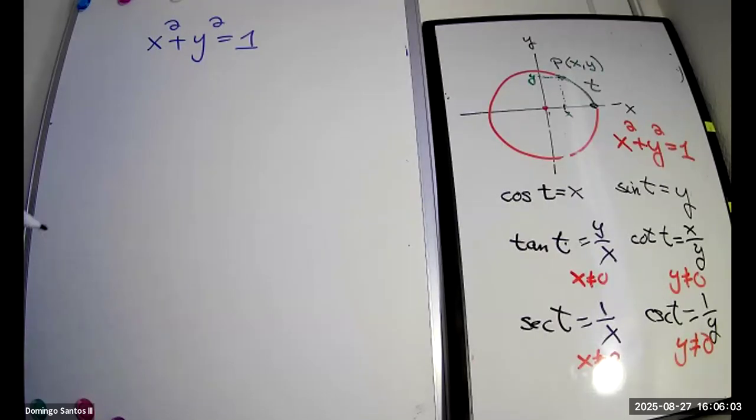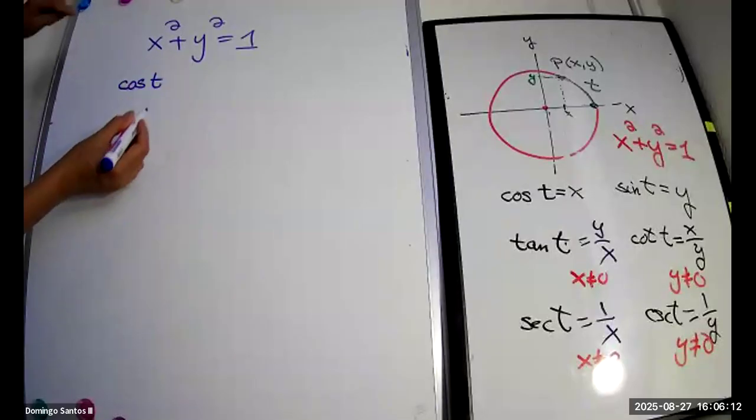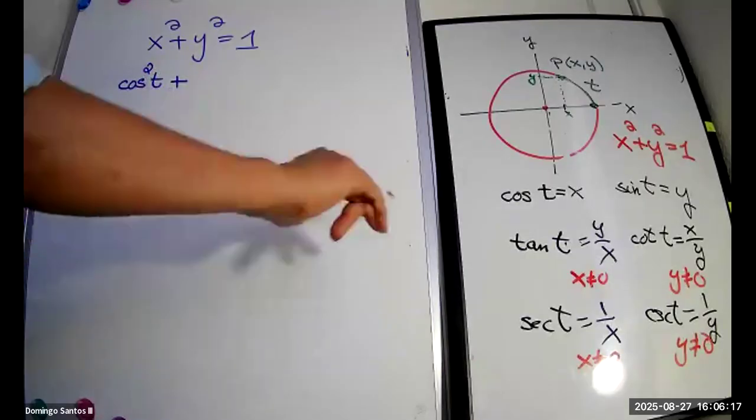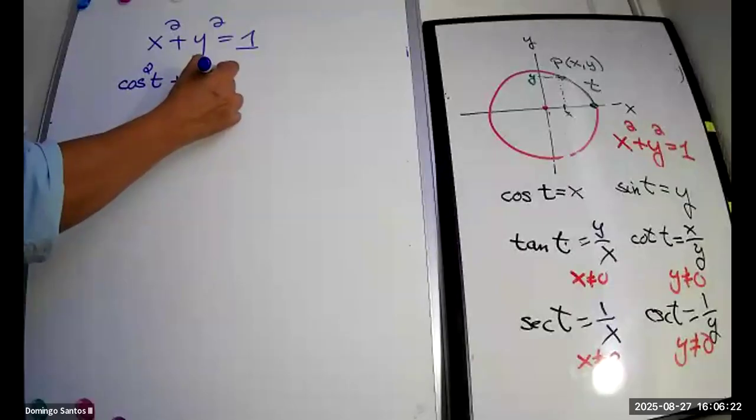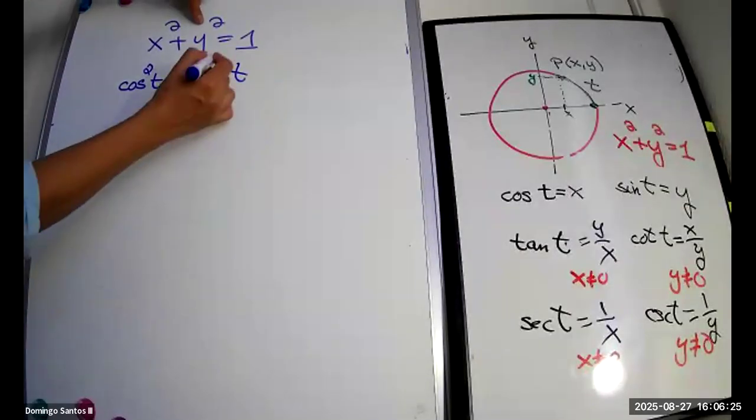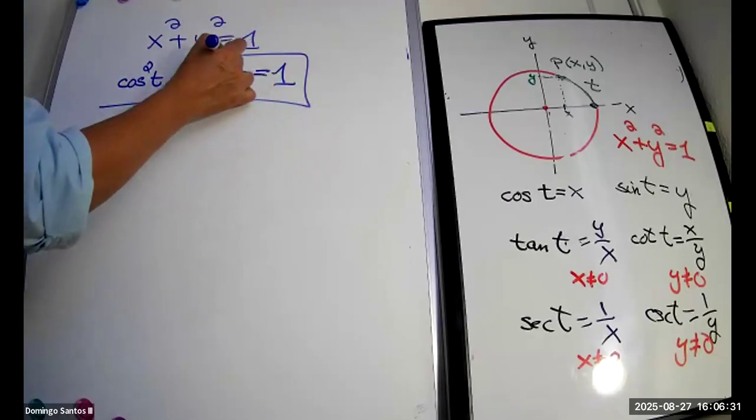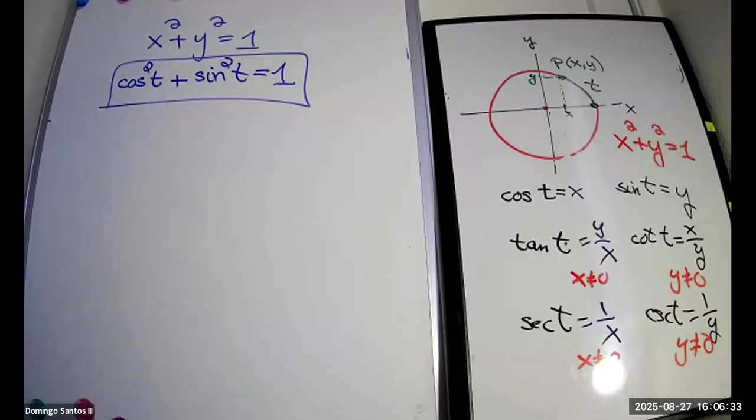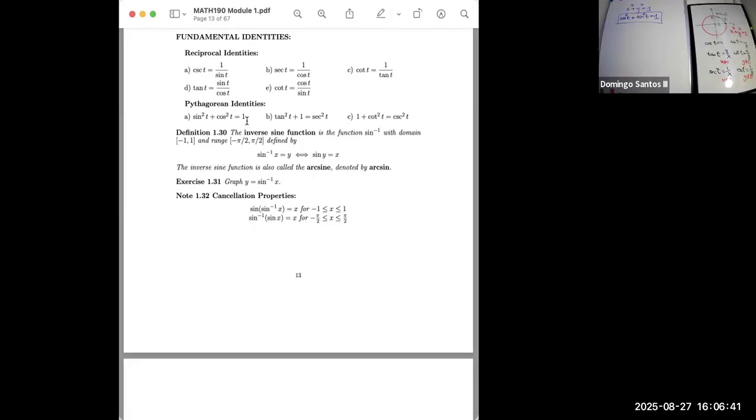Okay, now what is x again, Jawan? It's cosine t. Very good. Cosine t, but you have a square there, right? So this is cosine squared t. But what is y by the definition? It's sine t. Very good. Sine t, right? And then you square it, so sine squared t equals 1. So this is your first Pythagorean identity, which is actually what's in the notes, right? Let me go back. This one, right? Make sense?